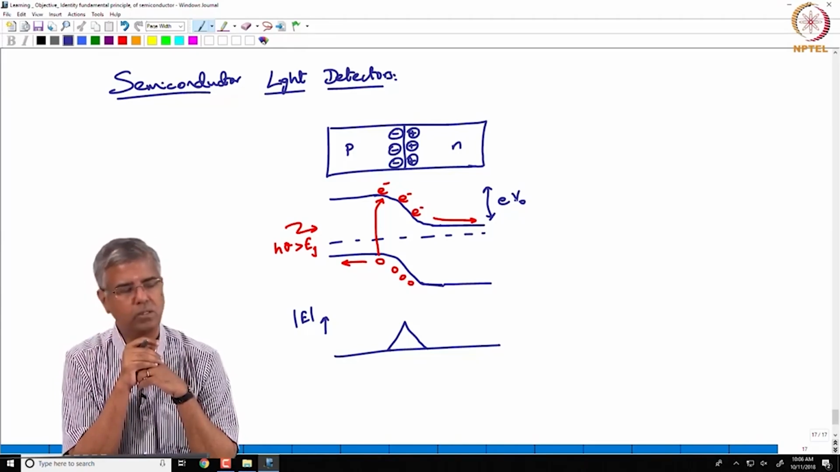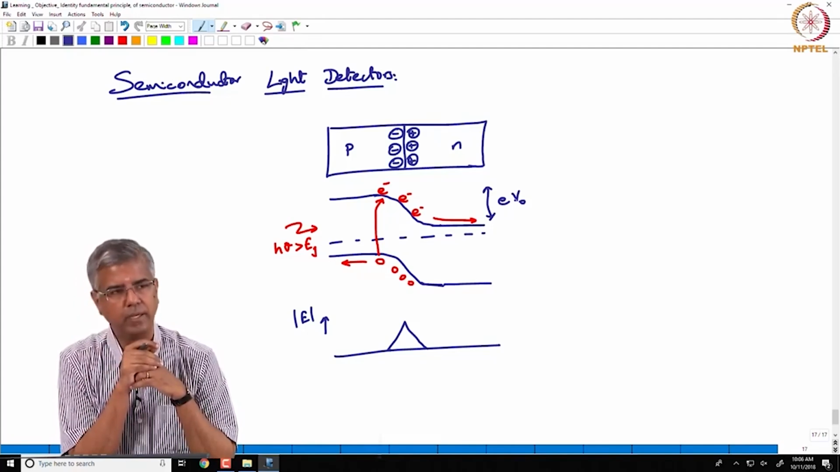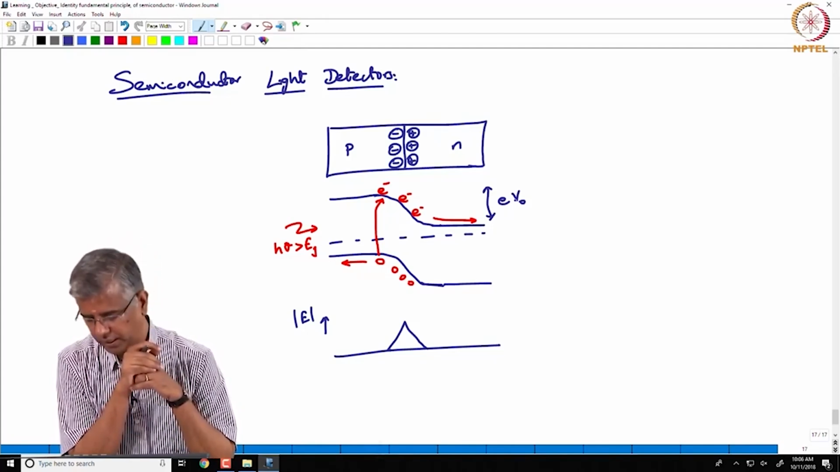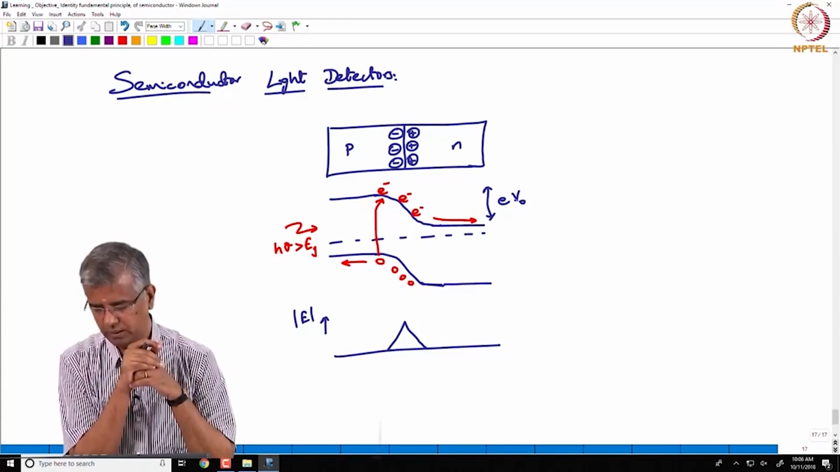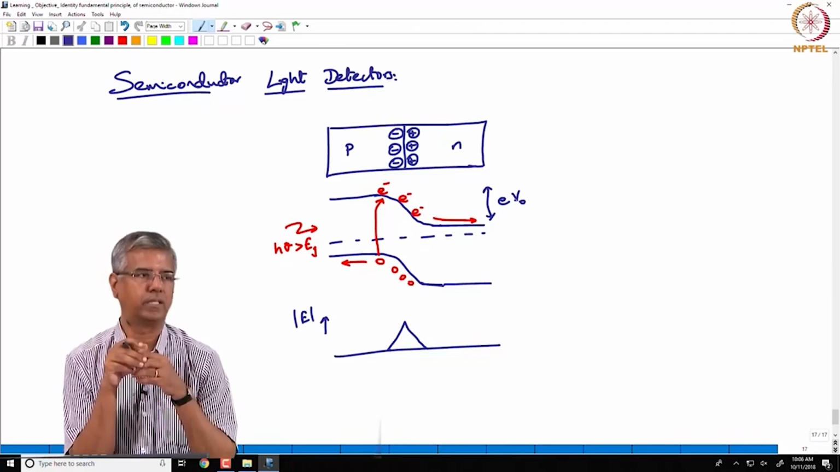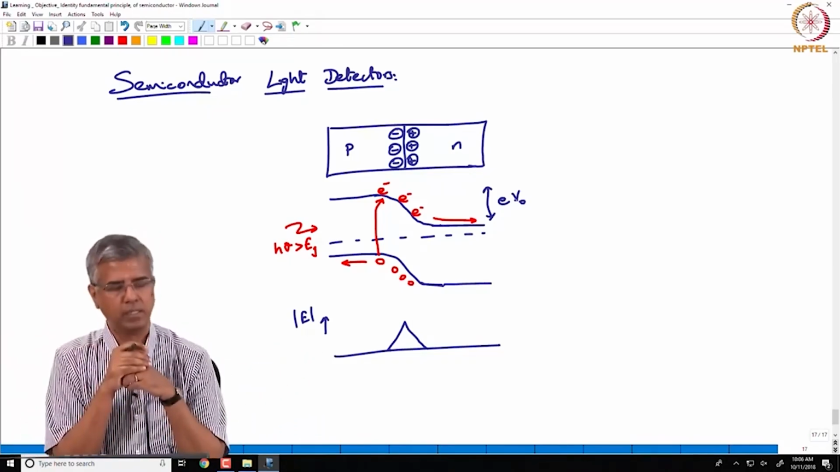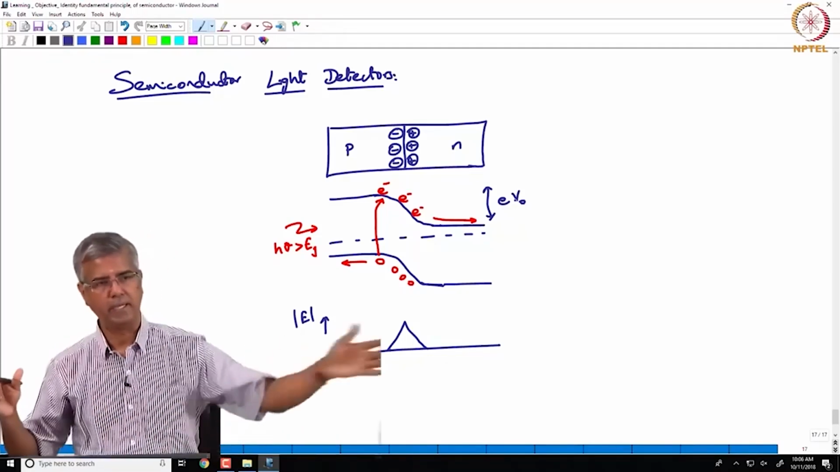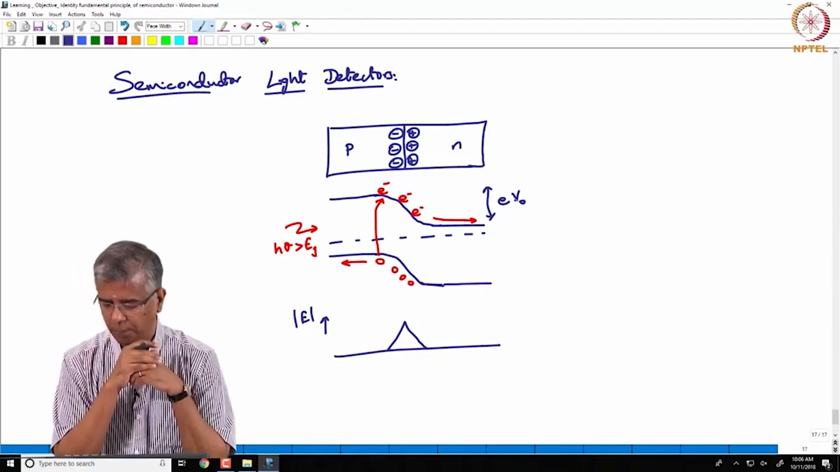But in the presence of light, when light actually falls on this photodiode, it generates electron hole pairs, and then the inbuilt electric field ends up pushing those electrons to the right side and holes to the left side. Okay.